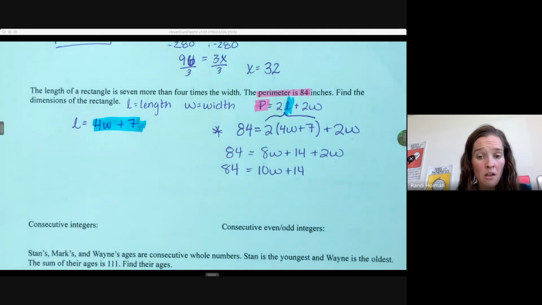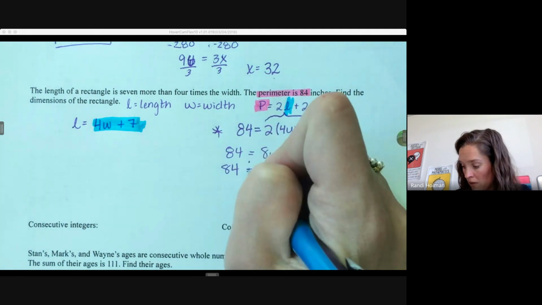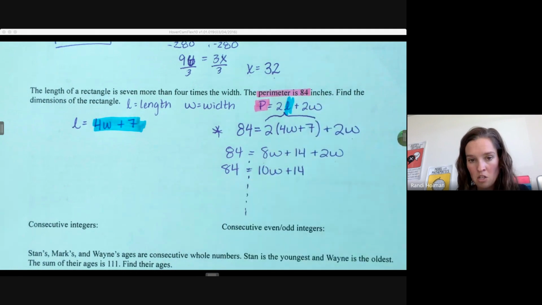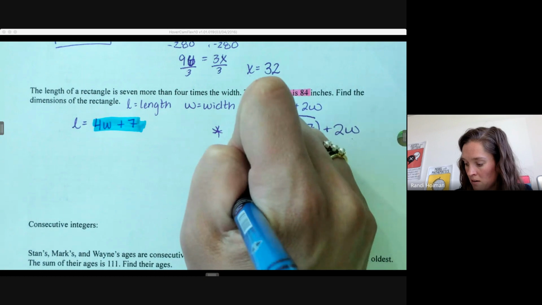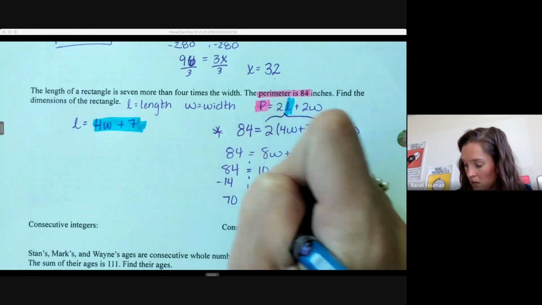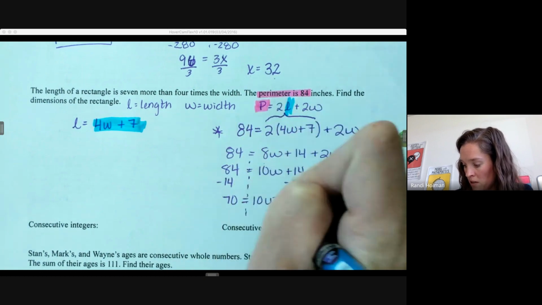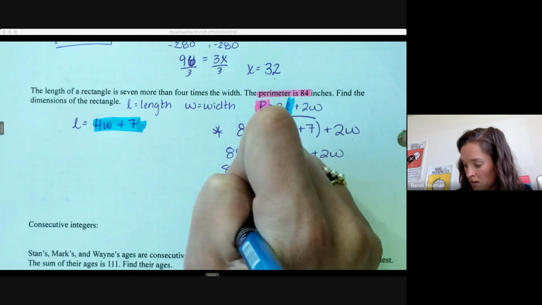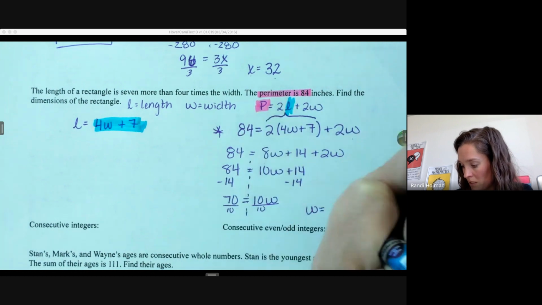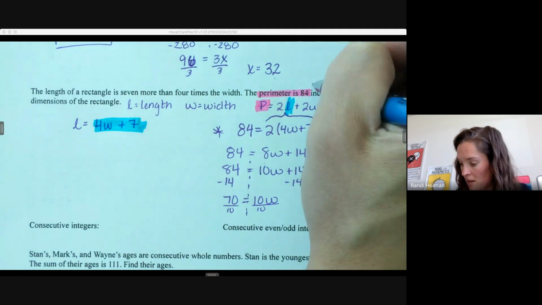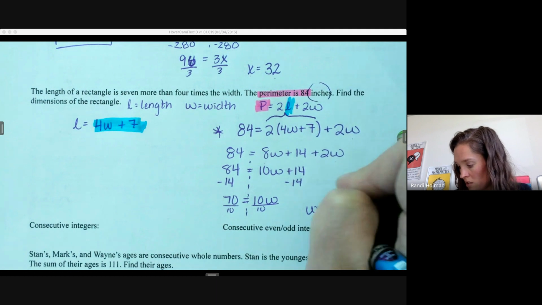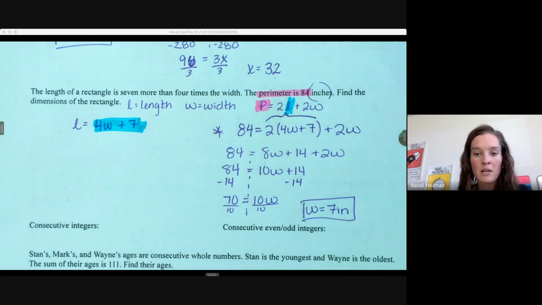Okay, now we've done all of our simplifying. Now we're solving. Do things to both sides of the equation. I'm trying to get W by itself. So subtract 14. We get 70 equals 10W. Divide by 10. We get W equals 7. So our width is 7. 7 what? 7 inches. Okay, but we're not done because we want the dimensions.